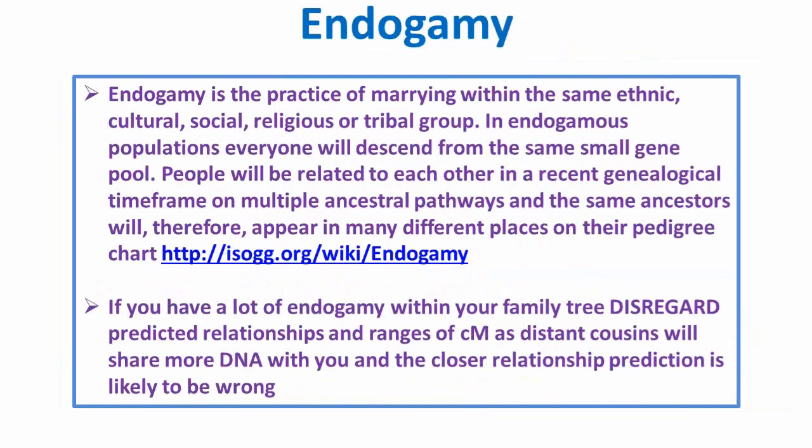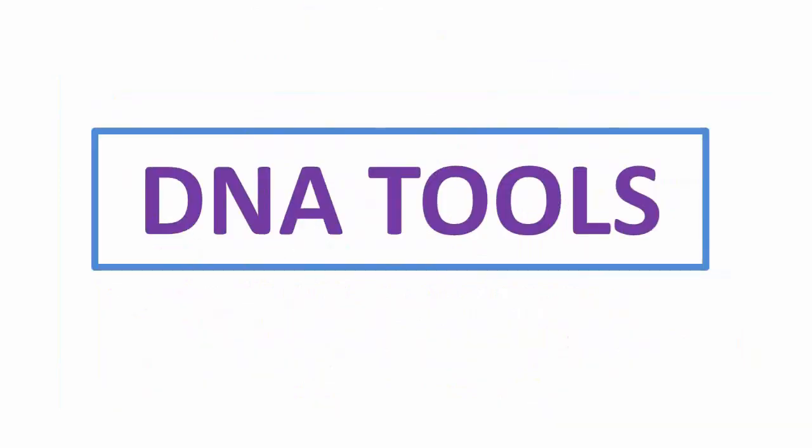If you are third cousins 3 times over, as well as fourth cousins once removed and fifth cousins twice removed, you're just going to share more DNA.